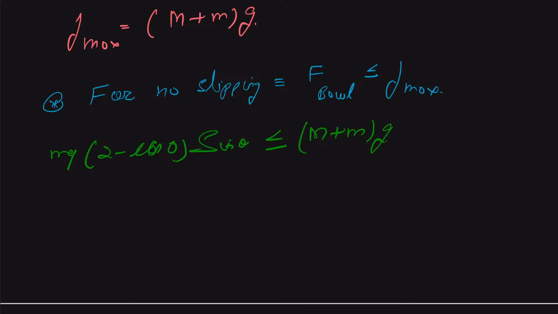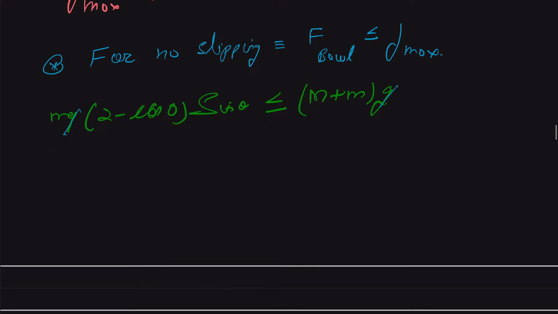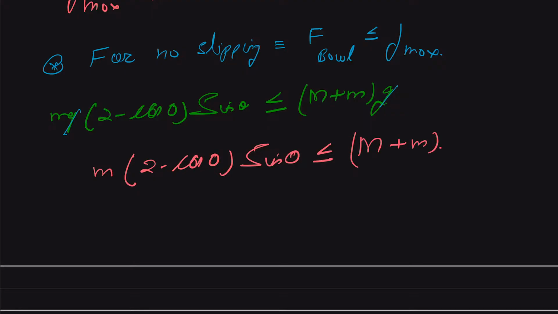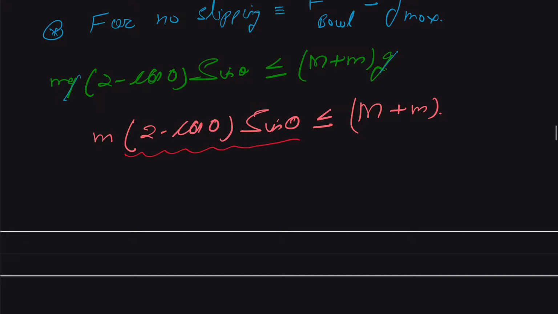Okay, now it is a simple calculation, and so we can just remove this g and we get the equation, and that equation is our M(2 - cos θ) sin θ ≤ M + m. Okay. And we have to maximize this. So we are only interested in this trigonometric function.